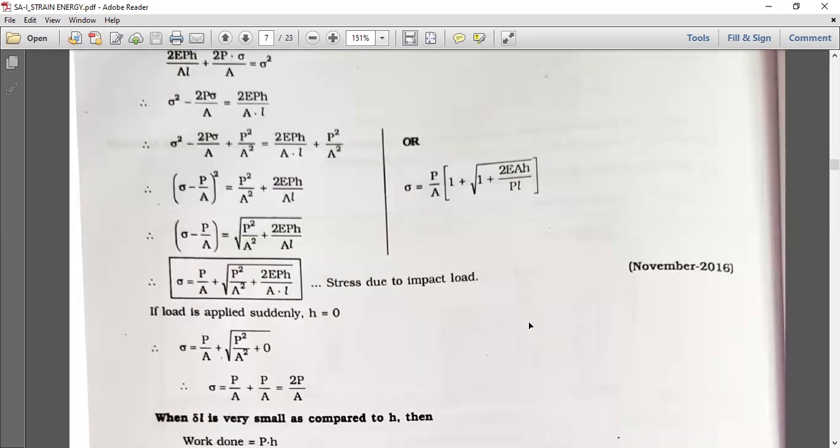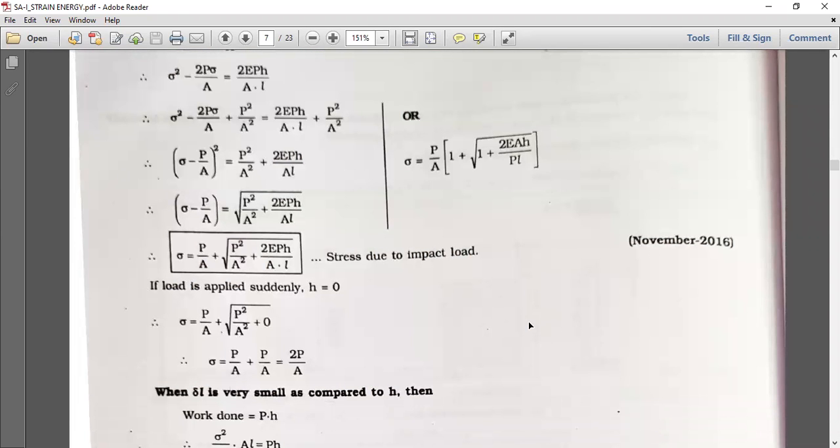Now, the condition for it: if load is applied suddenly, h is equal to 0. Putting it in the equation, the h terms become 0, so the whole term is 0. We can only have P by A plus under root of P square upon A square. Removing the square and square root, we get 2P upon A.